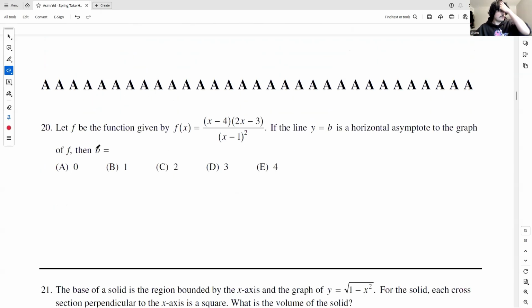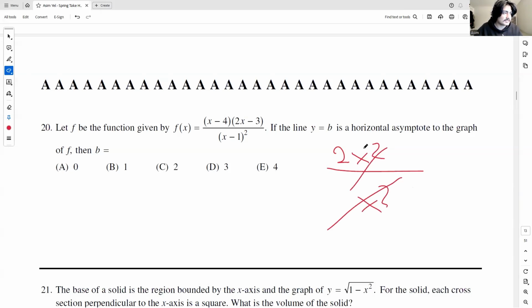Let f be the function given by this. If the line y equals b is a horizontal asymptote to the graph of f, then b is equal to what? So how can I find my horizontal asymptote? Basically, in questions like this, you just find your x squared terms. If you multiply this, you would get 2x squared. In the bottom, it's obvious that I'm going to get something times x squared. Just cross these things out and you'll get 2 as your constant. Usually we solve this kind of horizontal asymptote question by looking at the constant you're left with. And in this case, it's 2.